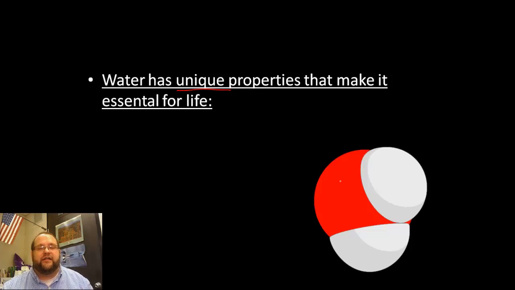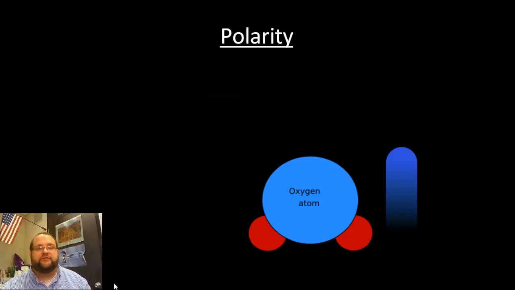This molecule down here, this one oxygen, and these two hydrogen atoms, make this molecule really unique. They make it its own individual unique molecule, and its unique properties, what makes it different, make it essential. It's these properties that make it essential for life. So we're going to talk about what properties water has that makes it essential for life.